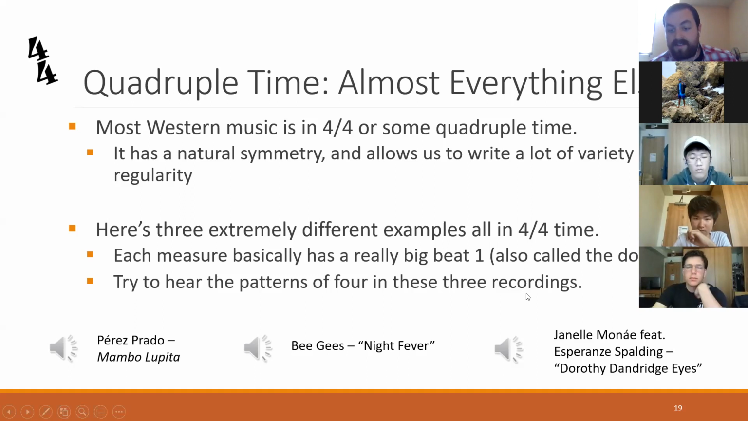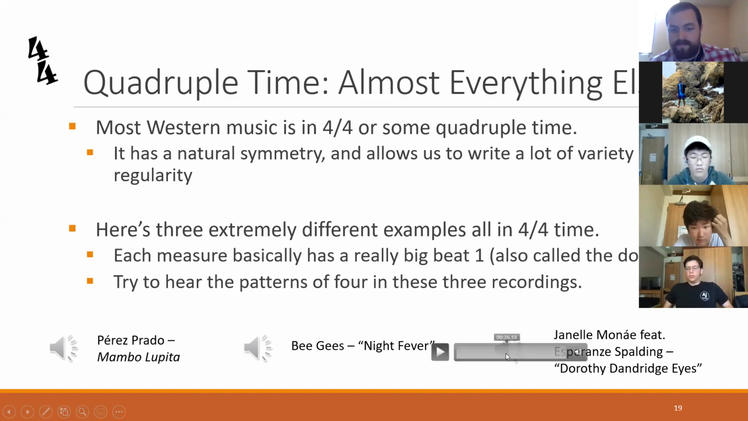So finally, now let's listen to Janelle Monáe and Esperanza Spalding. There's a track called Dorothy Dandridge's Eyes. So this is very different than those other two. It's also still in 4.